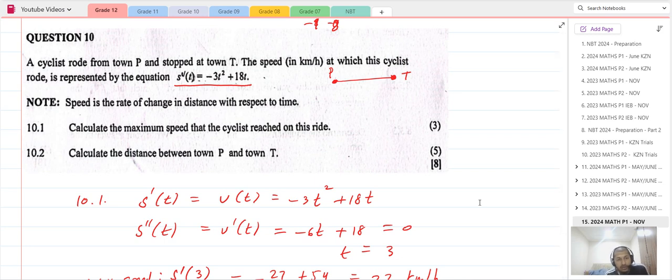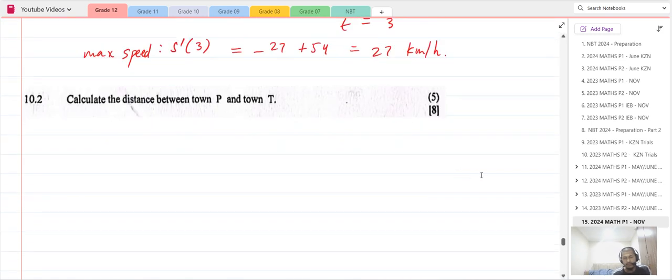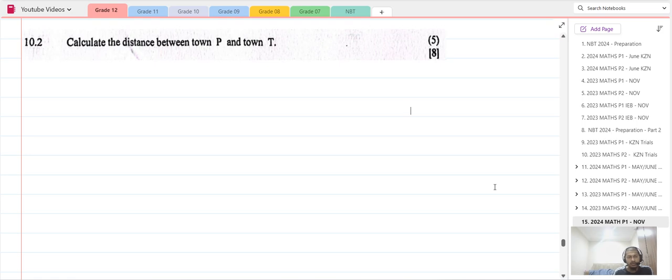What function is this? The speed in kilometers per hour at which the cyclist rode is represented by the equation s prime t, which is minus 3t squared plus 18t. Calculate the distance between town P and town T. Okay, so how are we going to calculate the distance? Let's see.